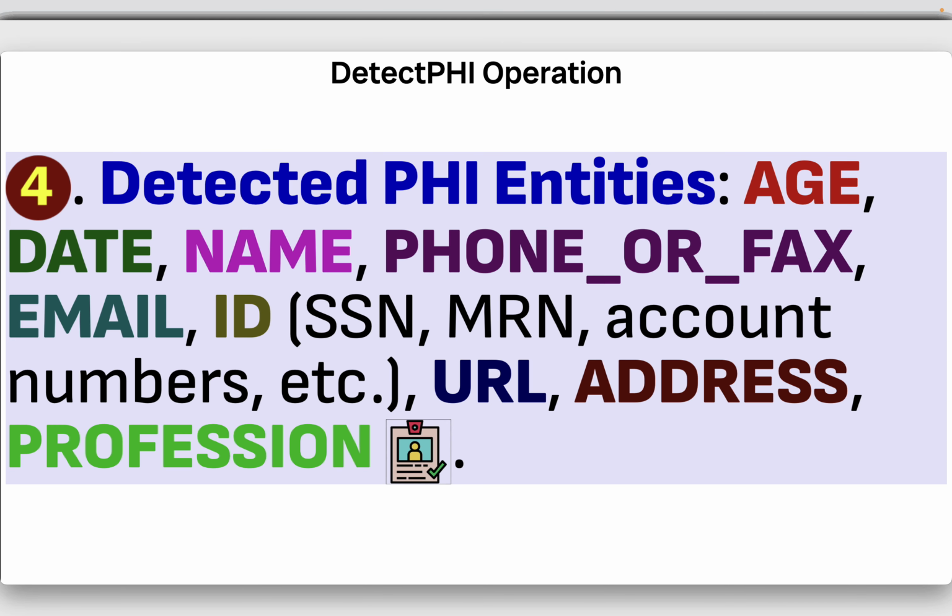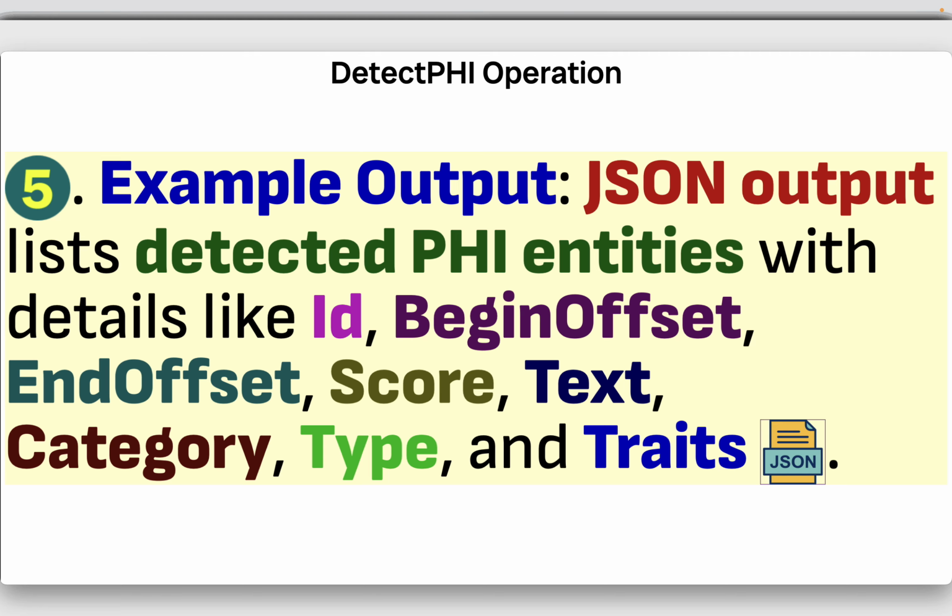Then detected PHI entities. Some of the types of PHI entities that detect PHI can identify include age, date, name, phone or fax, email, various forms of ID like social security numbers, medical record numbers, account numbers, license numbers, device numbers, biometric info, URL, address including the named medical facilities, and profession pertaining to the patient or their family.